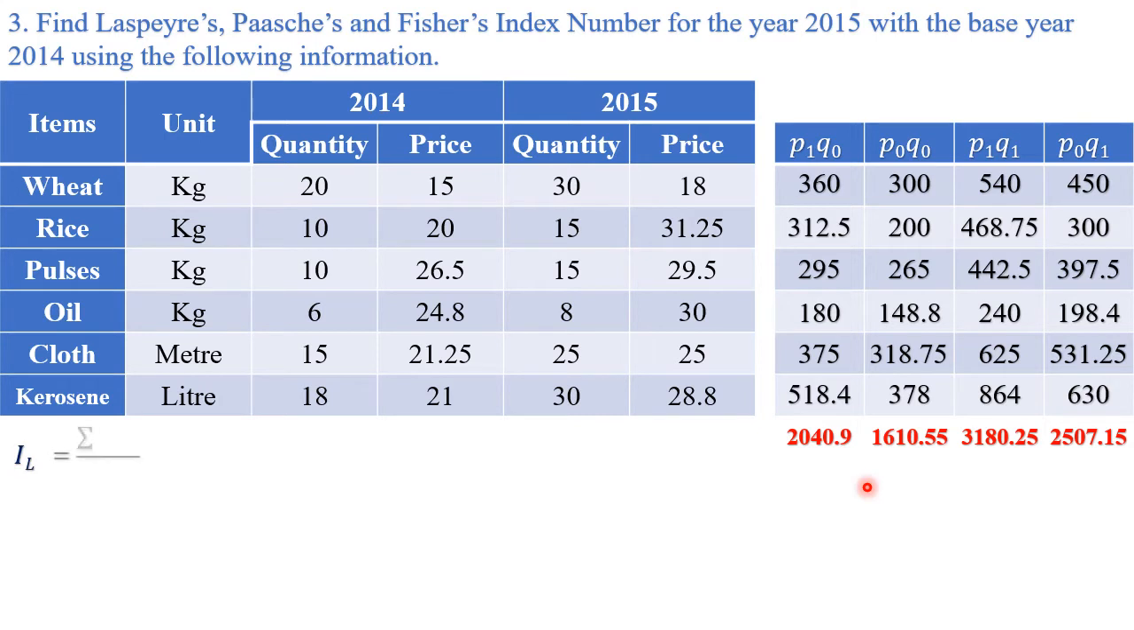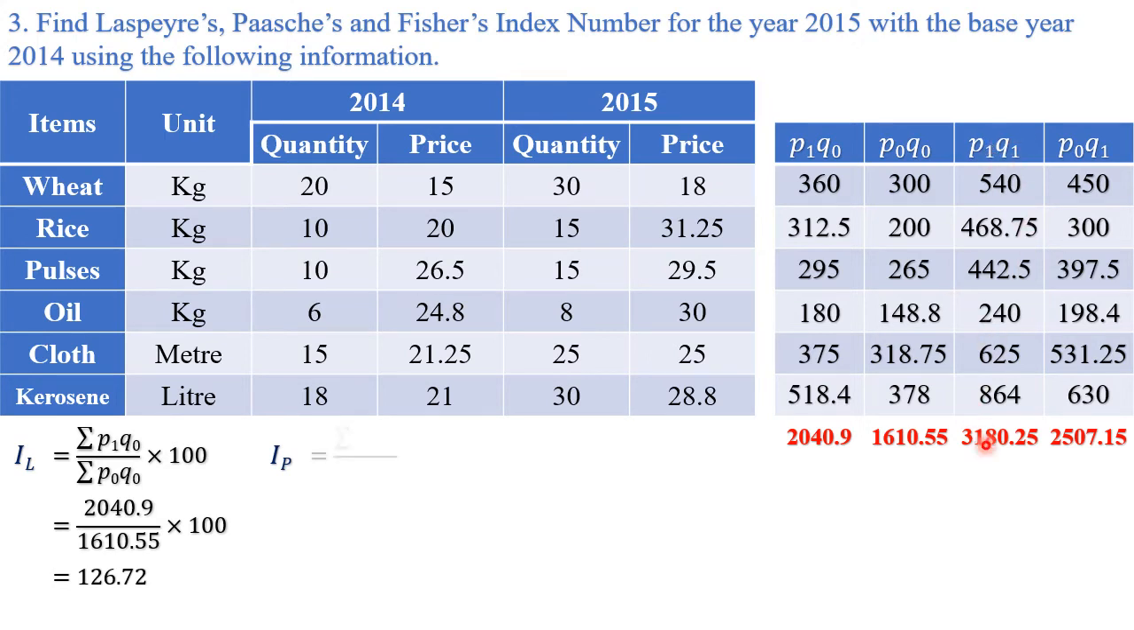Now we start with our Laspeyre's index number, that is summation P1Q0 upon P0Q0 into 100. So this P1Q0 total is 2040.9 and P0Q0 is 1610.55, into 100, and when you solve this you get 126.72. Next we have the Paasche, P1Q1 divided by P0Q1. So we just take this 3180.25 value divided by 2507.15 into 100, and when you solve this you get 126.85.